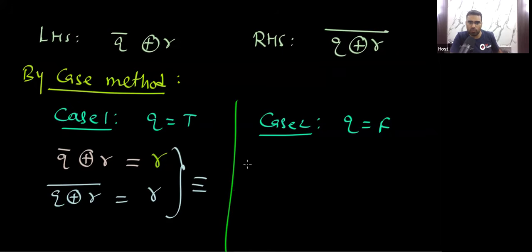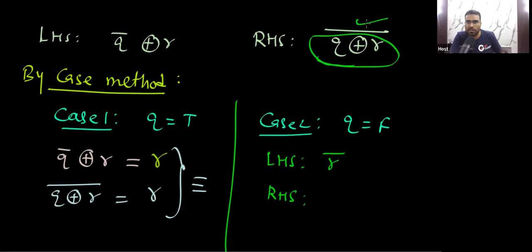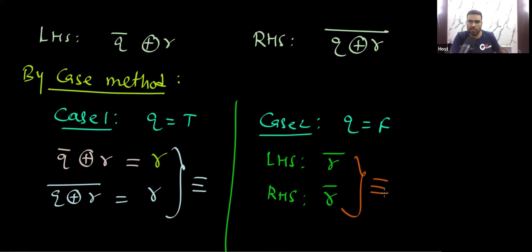What about case 2? In case 2, what will be the LHS? When you put Q equal to false, this will be true. True XOR R, that is R bar. And what is the RHS? If you put Q equal to false, this internal thing will become R. And there is a complement, so this will be R bar. Again, they are equivalent.